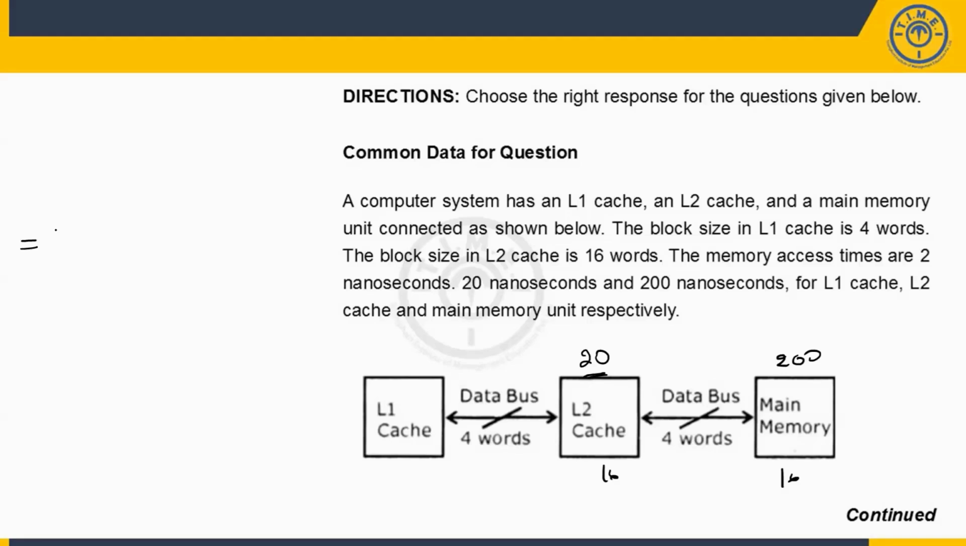So total transfer time is equal to 4 into the access time of main memory, that is 200, plus the access time of L2 cache, that is 20. 4 into 220 is equal to 880 nanoseconds. This is the time required to make a transfer from main memory to L2. Plus, again, there will be a transfer from L2 to L1. L2 to L1 transfer time is equal to 22 nanoseconds, as we already calculated. 880 plus 22 is equal to 902 is the answer.